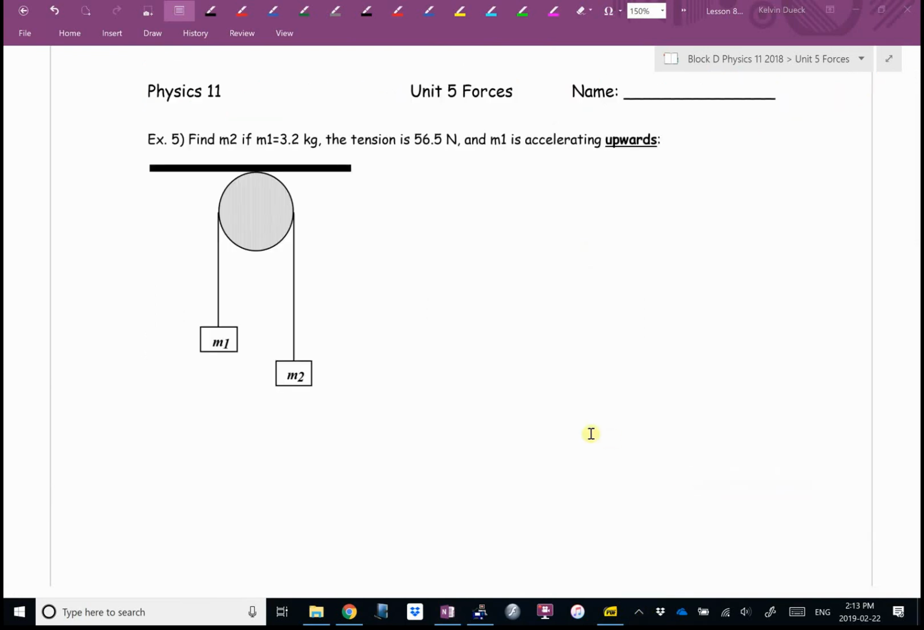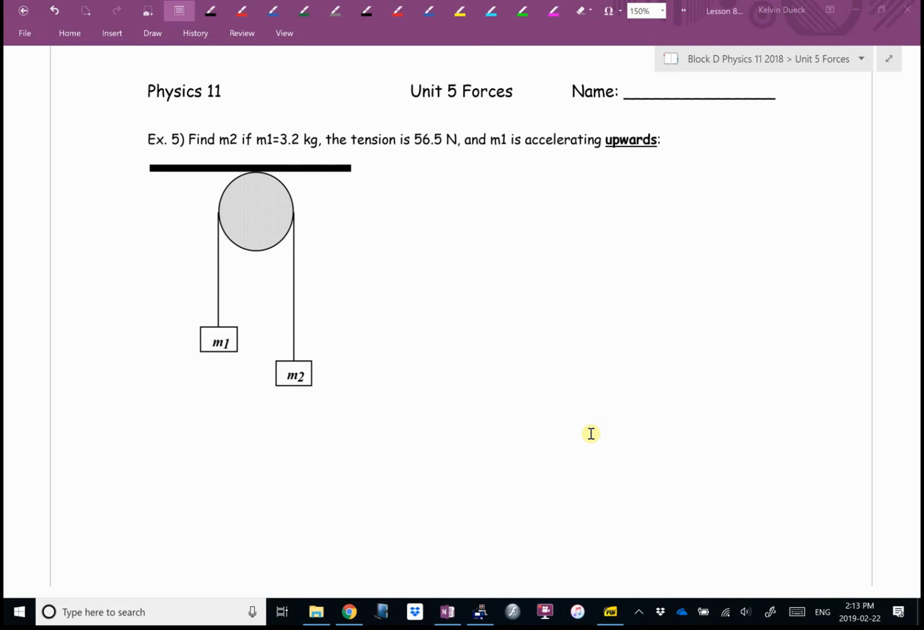I like example 5. Example 5 is a nice question. Example 5 is a tough question. Why? What's example 5 asking us to find?